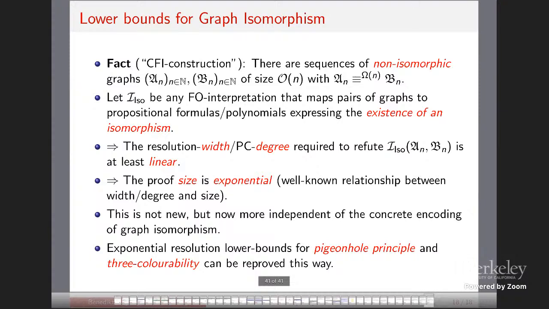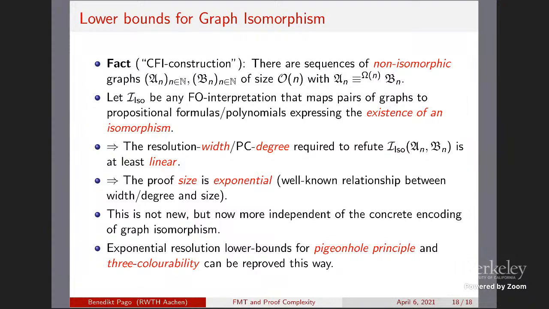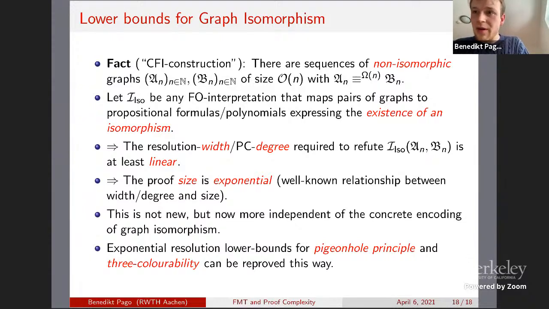Jan Johansson has a question. Is there a relationship between the resolution width and the arity of fixed point operators in LFP? Well, there's certainly a relationship with the number of first order variables that you use in the formula. Between the arity, yes, probably too, because the arity of these fixed point operators somehow corresponds to the resolution width in the natural way when you simulate it, but I don't know if you can formally show this.